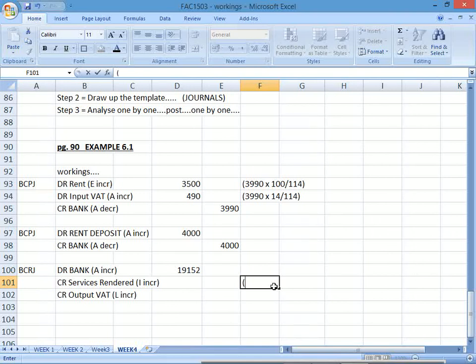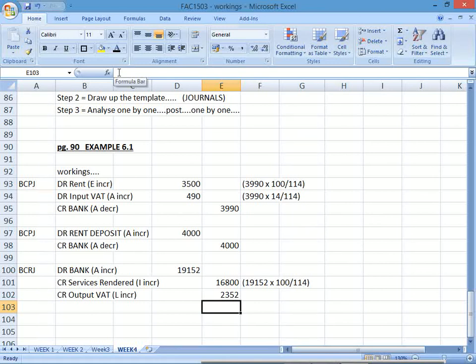Okay, so here I'm going to show the working. 19,152 times 100 divided by 114, close brackets. If you're using 15%, you would use 115. Okay, but they still want you to use the old rate, which is fine. Just remember that would be the answer then. Okay, this minus that gives you the VAT, and that's it. See, there's your working. Now I can take that and I can put that into the right journal.